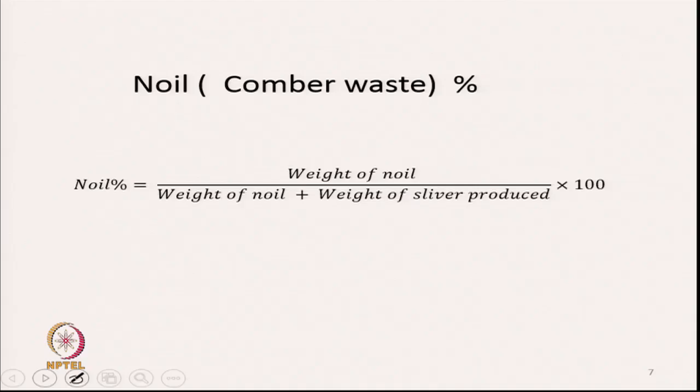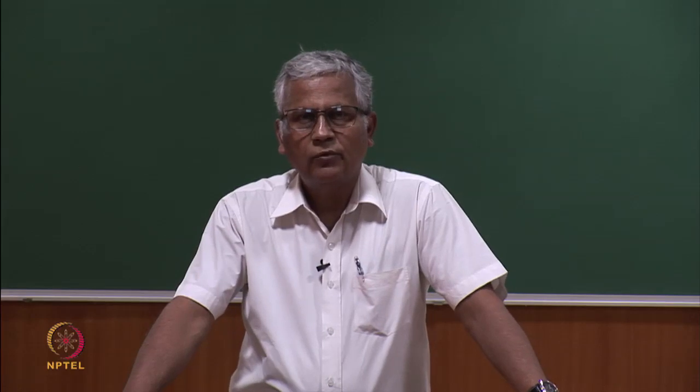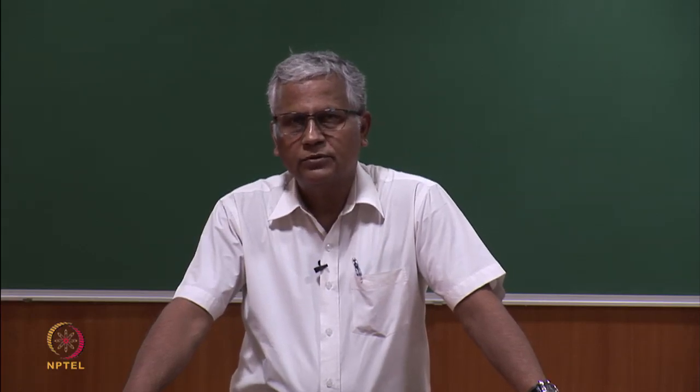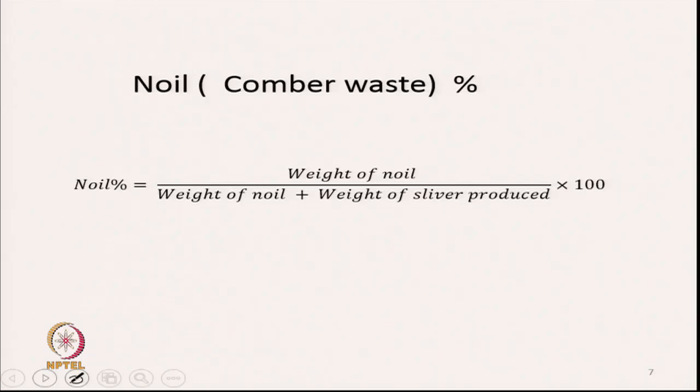Now, how to find out the noil percentage? Noil percentage, we can find it out by taking this ratio. Noil percentage is the weight of noil. Noil means the waste or the short fiber that we extract. The technical term is noil. So, the ratio of the weight of noil to the weight of noil plus the weight of sliver produced, multiplied by 100, is going to give me the noil percentage in the machine.